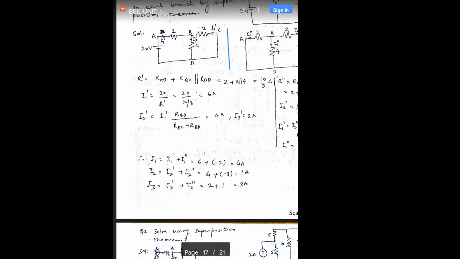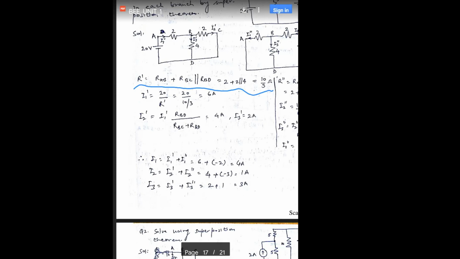So now these 2 ohms and 4 ohms are in parallel, and it is in the series combination with this 2 ohm. So the full resistance of this circuit is calculated as this 10 by 3. So voltage is given, resistance is known to us. So the total current can be calculated by applying Ohm's law. So this I1 current comes out to be 6 amperes.